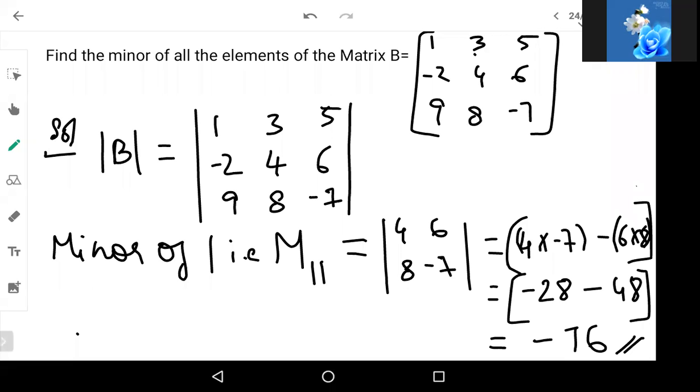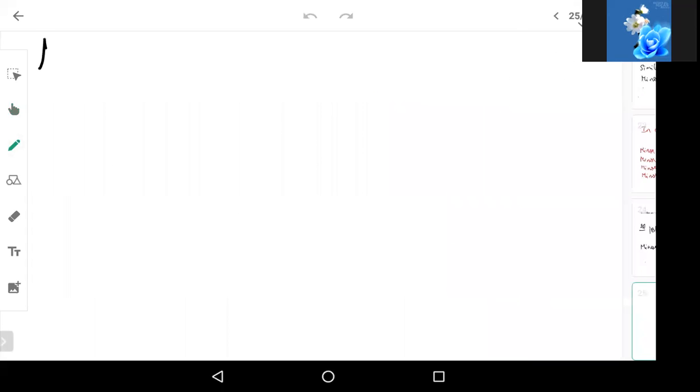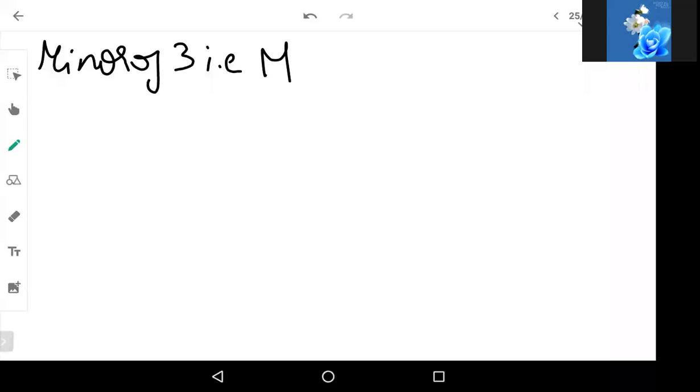So did you all understand the first part? How to find the value of minor? Now let us go on and find the minor for the next variable. The next variable that we'll be taking is 3. So we'll finish first row, 1, 3, 5, then we'll come to the second row. Minor of 3, that is M12. 3 is in the first row and second column. So let us find out what is the minor now.